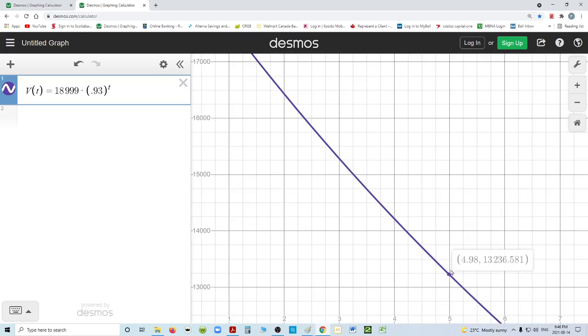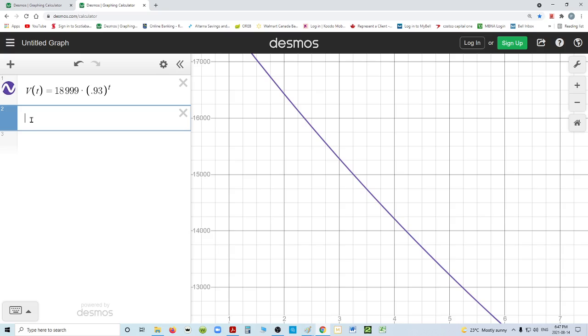We can even slide it and see that by year 5 it's worth 13,000. So it's gone down by 6,000. But how fast is it losing its value? Well, for that we need to find the slope, the rate of change rather, at v of 5 plus h minus v of 5, all divided by h. And for that we need to have an h.